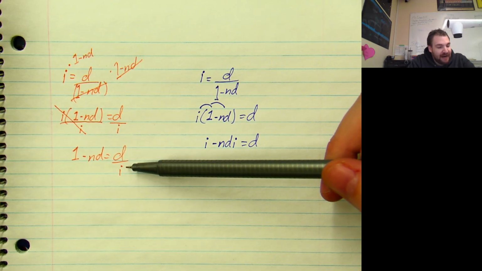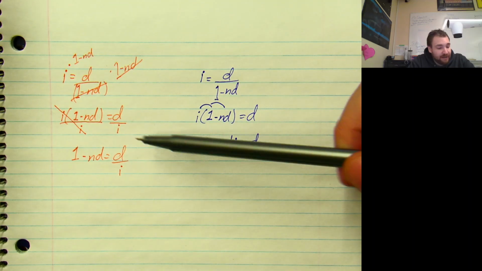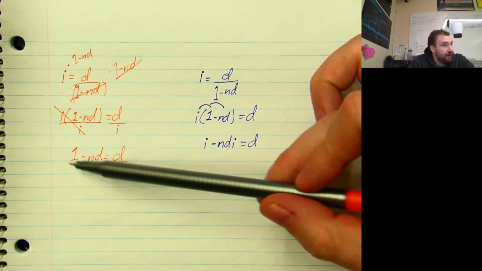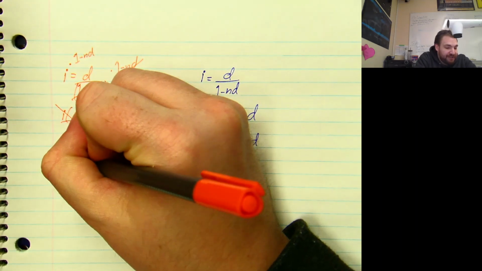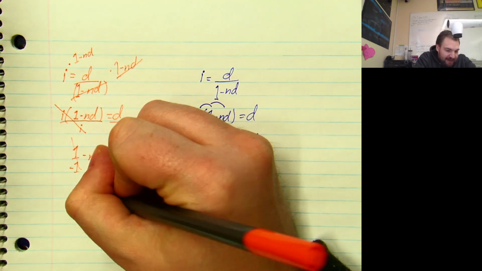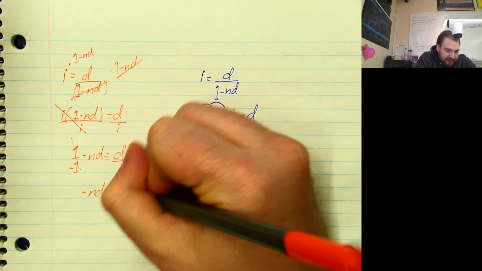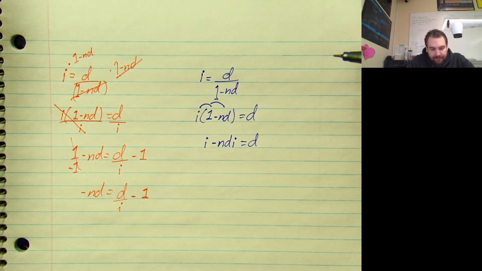I divided both sides by I. Remember, I'm solving here for n. So what do I do next over here? Yes. Subtract 1 on both sides because the 1 here is positive. So if I subtract 1 on both sides, I'm going to get negative nd equals d over I minus 1. Absolutely. What next?